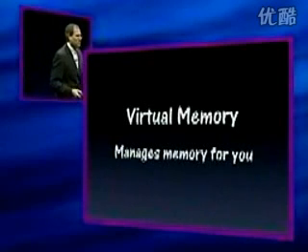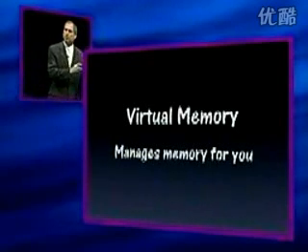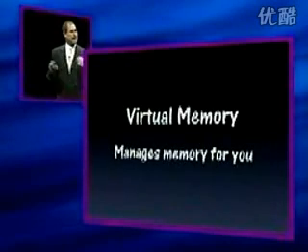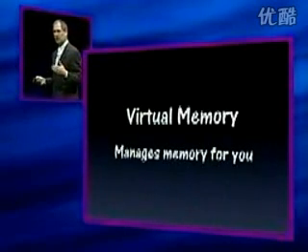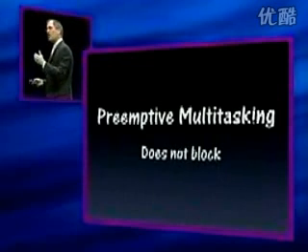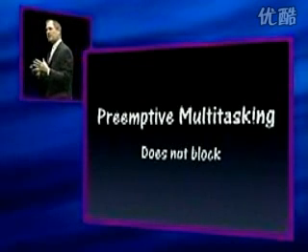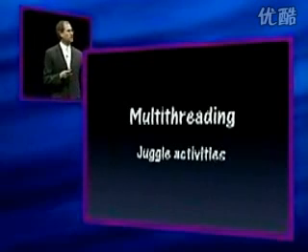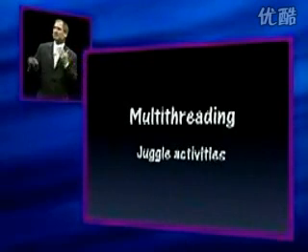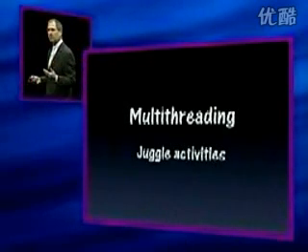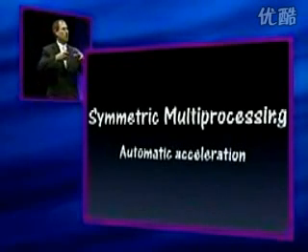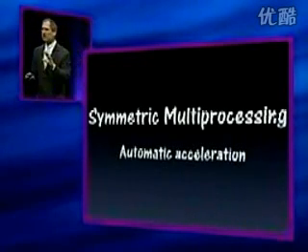Secondly, virtual memory so that the computer manages the memory for you. You don't have to figure out how much memory to allocate to each application. Third, preemptive multitasking, so that one application doesn't block other applications. Next, multi-threading, to help you juggle activities even more seamlessly. Next, symmetric multiprocessing, so that you get automatic acceleration when you add that second processor.